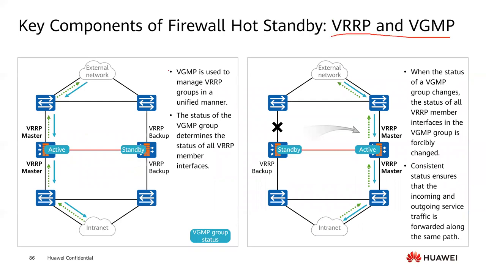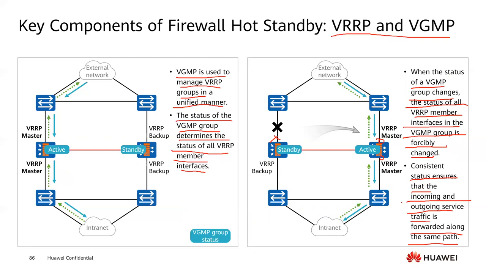So let's look at VRRP and VGMP. VGMP is used to manage VRRP groups in a unified manner. The status of the VGMP group determines the status of all VRRP member interfaces. And the VGMP group status will be managed by HRP if you use the HRP function. When the status of the VGMP group changes, the status of all VRRP member interfaces in the VGMP group is changed together. It means if, for example, this port is down, all the VRRP masters will change to the other interface. This ensures that the incoming and outgoing traffic is forwarded along the same path. It means the outbound and inbound traffic will be forwarded by the same device.